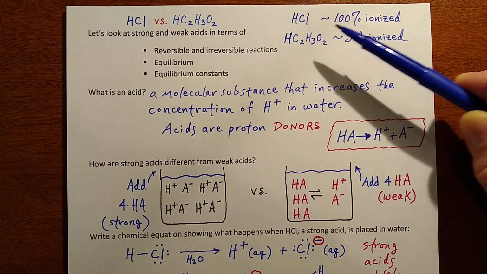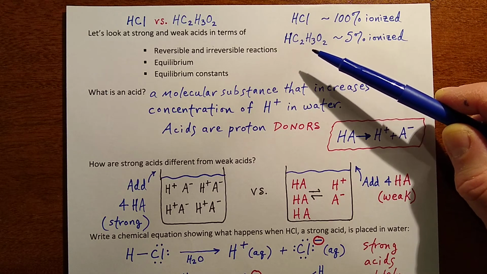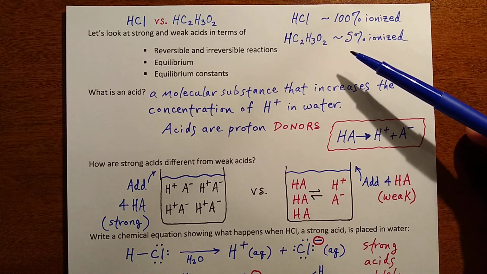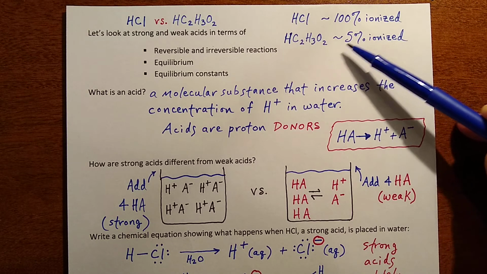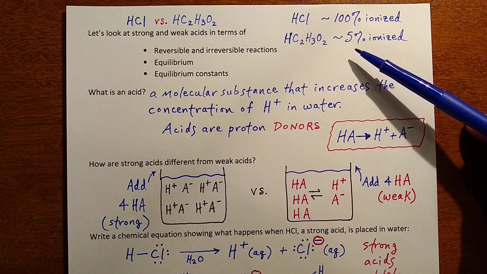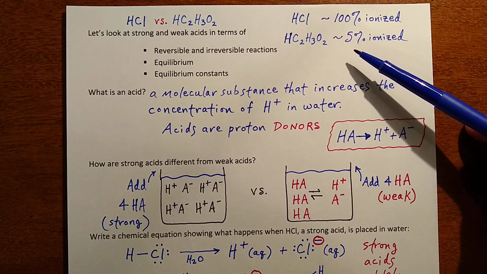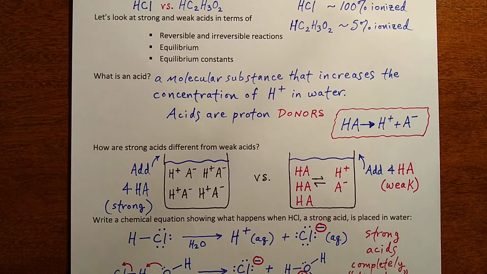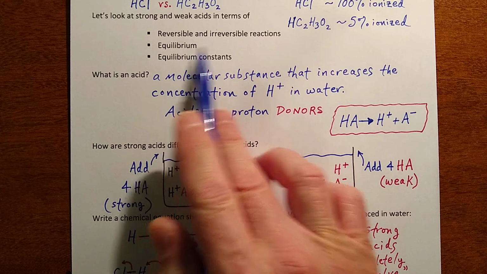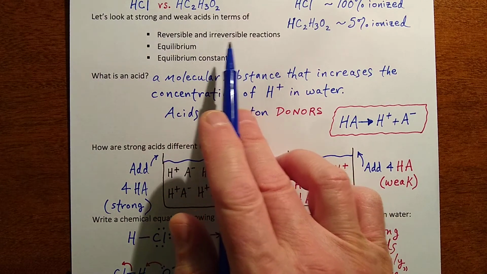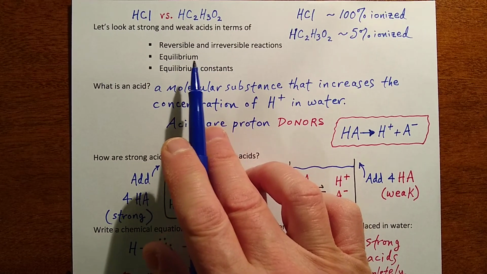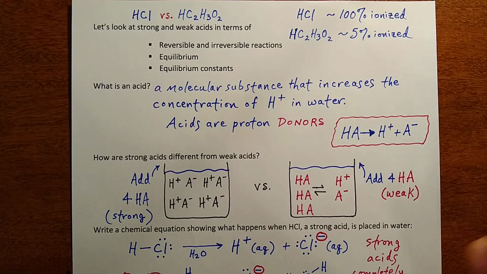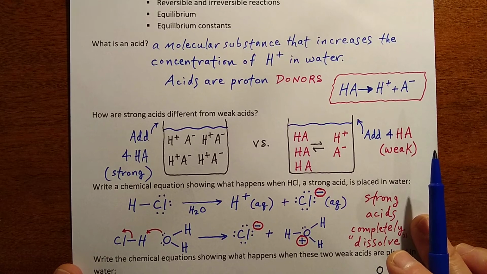Versus a weak acid. This formula here, you might recall, is acetic acid, the main ingredient in vinegar. That is a weak acid. A weak acid is something that doesn't ionize very much, maybe about 5% of it or less breaks apart into protons and the conjugate base. So weak acids are reversible, and strong acids are not. Strong acids are essentially reactions that go to completion. So what is an acid?